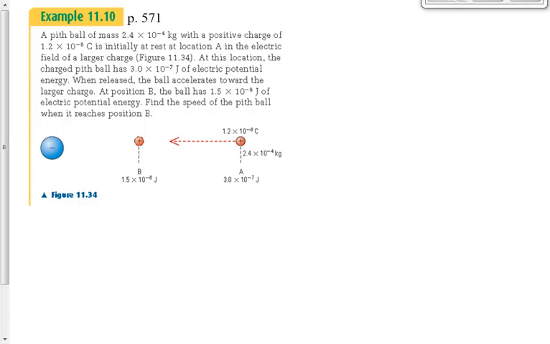This pith ball with a mass of 2.4 times 10 to the negative 4 kilograms, with a positive charge of 1.2 times 10 to the negative 8 coulombs, initially at rest at position A. Okay, here's position A. It's initially at rest here. VI is equal to 0 meters per second. At this location, it has 3.0 times 10 to the negative 7 joules of potential energy.